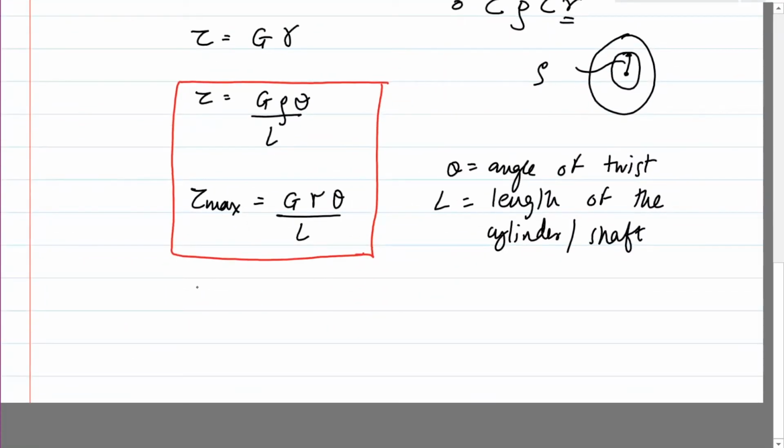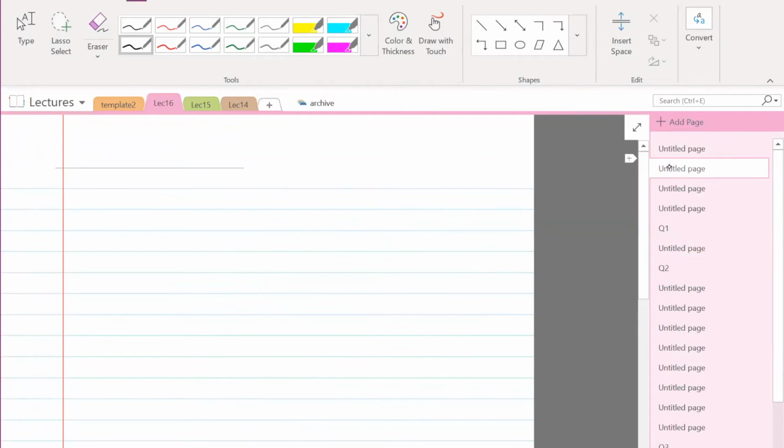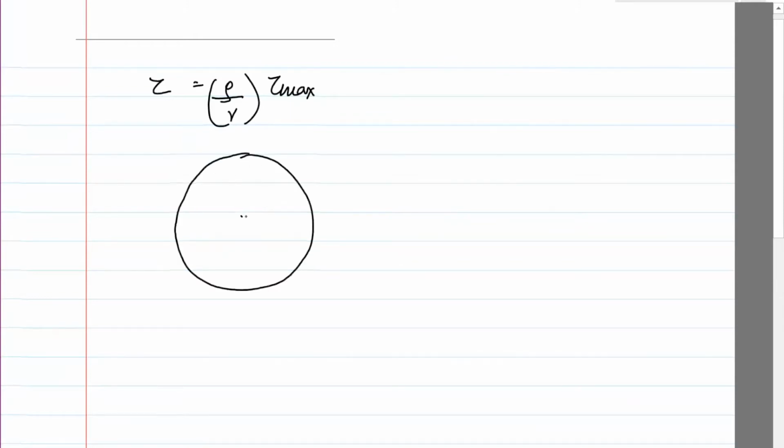So what you notice is that tau divided by tau max is rho divided by R. So it basically varies linearly with the distance, right? The shear stress is 0 when rho is 0, and then it goes linearly. So we can show it this way. The formula is tau equals rho divided by R times tau max. And so if you have a shaft and you try to draw tau, it will be 0 here, it will be max here.